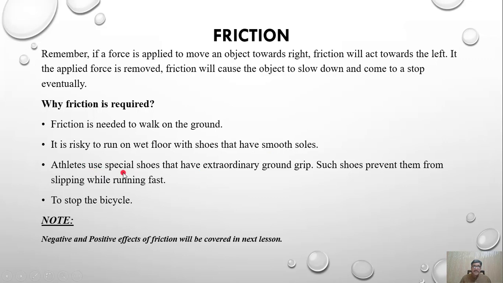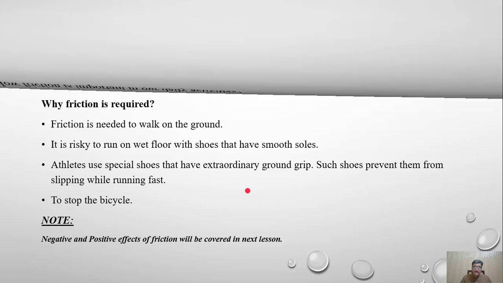Athletes use special shoes that have extraordinary ground grip. Such shoes prevent them from slipping while running fast. To stop a bicycle, we need friction. The negative and positive effects of friction will be covered in the next lesson. I hope you are clear about this topic, what friction is.